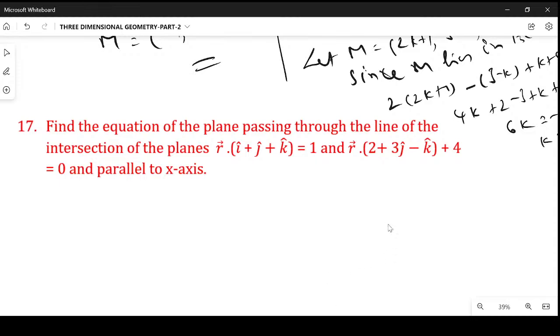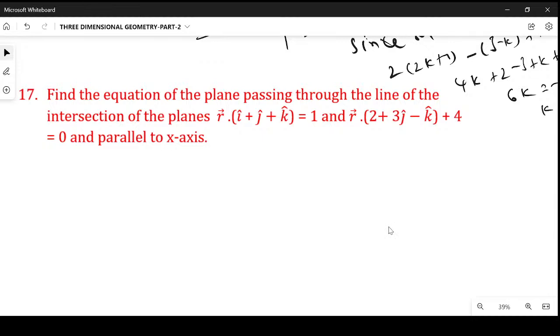They are given here: find the equation of the plane passing through the line of intersection of the planes and parallel to the x-axis. Simple problem, but an important model. You can do this easily. The equation of the plane passing through the line of intersection of the planes and parallel to the x-axis.